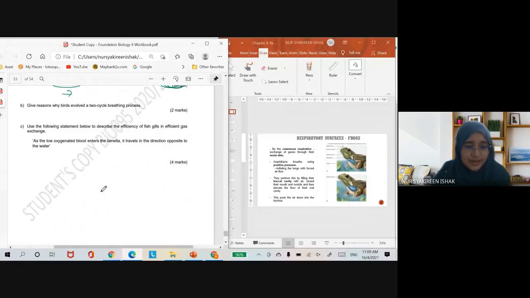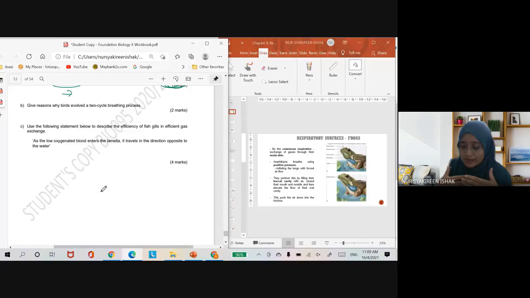Use the following statement below to describe the efficiency of fish gill in efficient gas exchange, which is, as the low oxygenated blood enters the lamella, it travels in the direction opposite to the water. Ini yang saya mention tadi apa? The fish adaptation for respiration is that they will use counter current exchange. The flow of the water will be in the opposite direction as the flow of blood in the blood vessels in the lamella within the gills. Okay, they flow in the opposite direction.